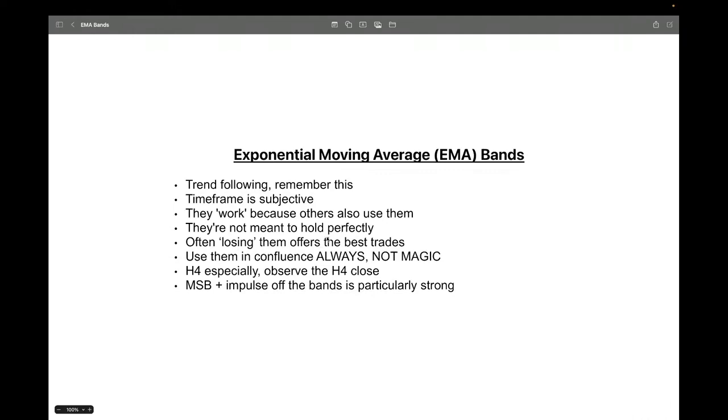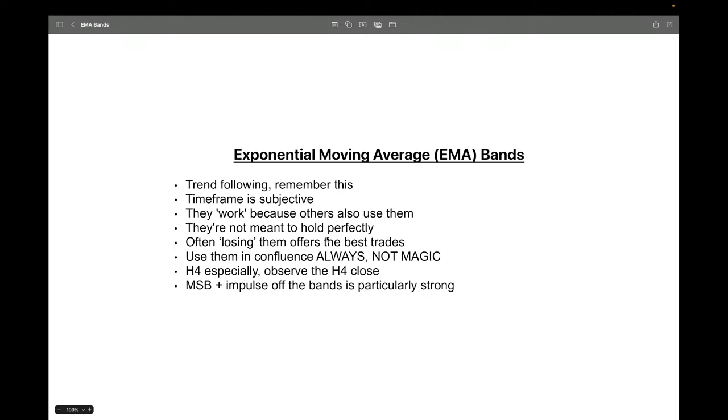Why do they work? They only work because other people use them. There's not really any other reason for it. They're not magic. And like I say on the screen, the time frame is also subjective. I use 12 and 21 because I've used them for quite a while and they work well in crypto and specifically and especially on BTC.